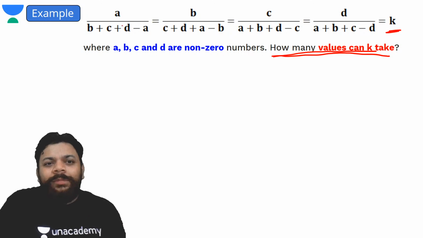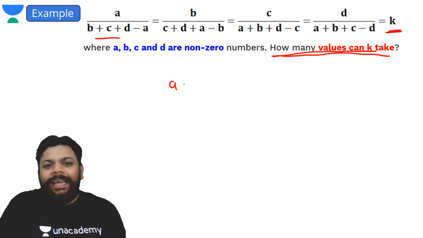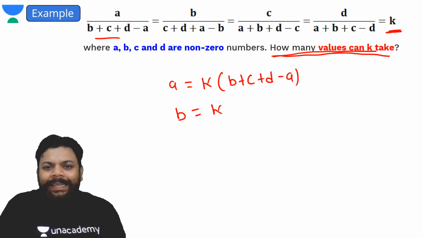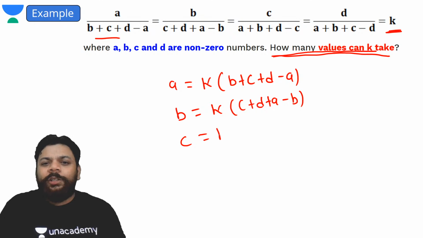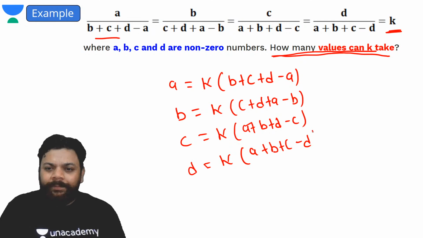So from this I can say that if I equate this with k, I can say that a will be equivalent to k times b plus c plus d minus a. B is equal to k times c plus d plus a minus b. I can say that c will be equivalent to k times a plus b plus d minus c, and d will be equal to k times a plus b plus c minus d.